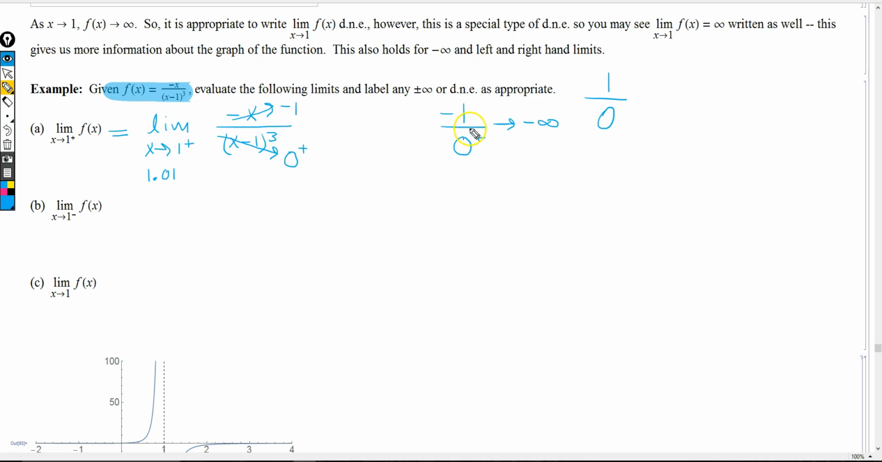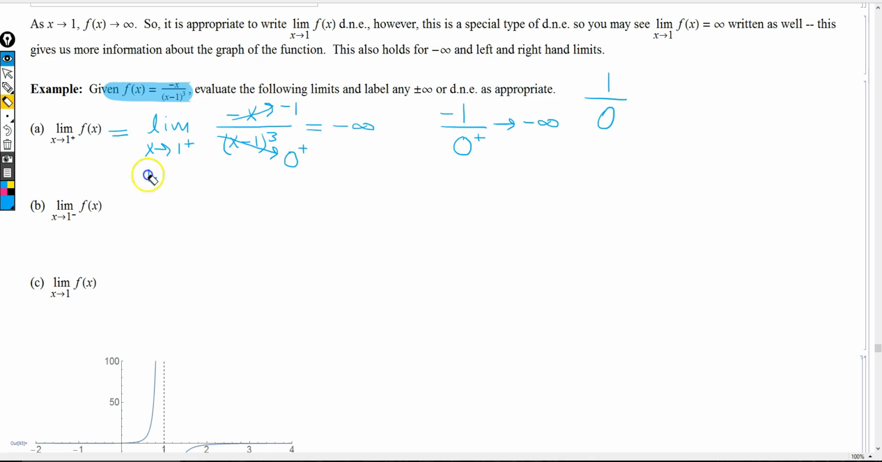You can check that out if you like on a calculator. Take negative 1, divide by a very, very small positive number, and you'll get a very large negative number. And so this limit is going to be negative infinity. Now keep in mind this still means the limit does not exist. We're just specifying what type of DNE it is.